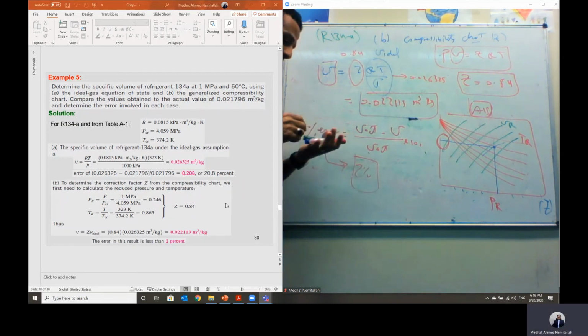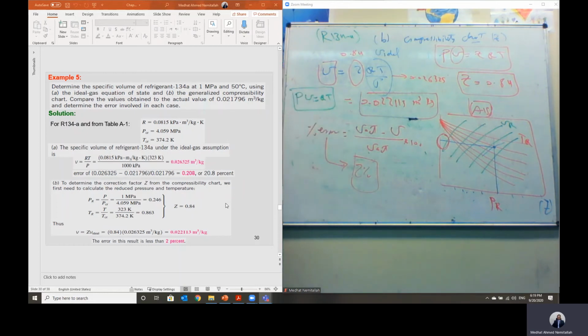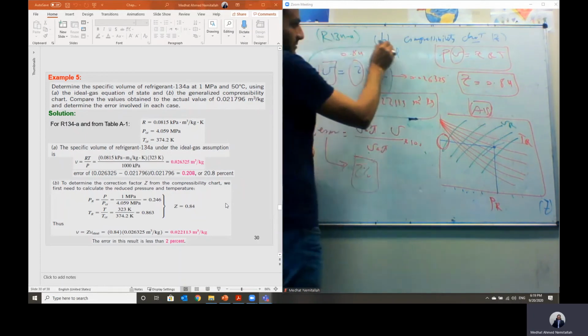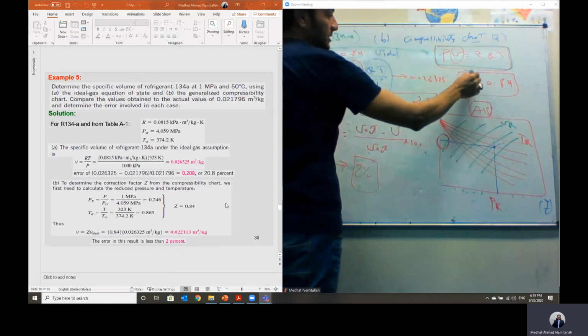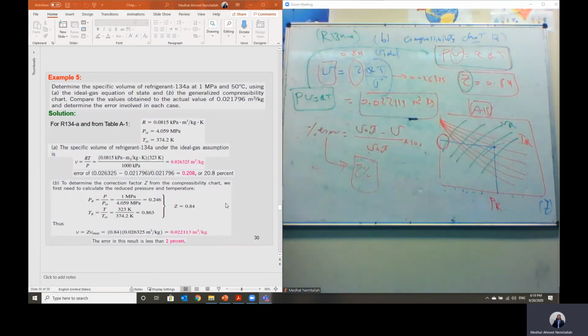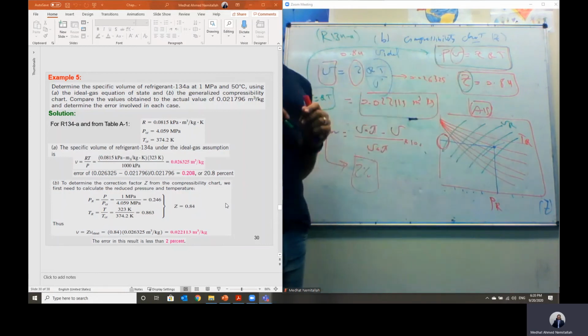In your exam, I will be assuming that any gas in any problem is an ideal gas, so Pv is equal to RT, unless the question asks you directly to use the modified equation, Pv equal to ZRT, and calculate the compressibility factor Z. So in any problem I will assume the gas is ideal and apply Pv equal to RT directly, unless it asks to calculate the compressibility factor Z.